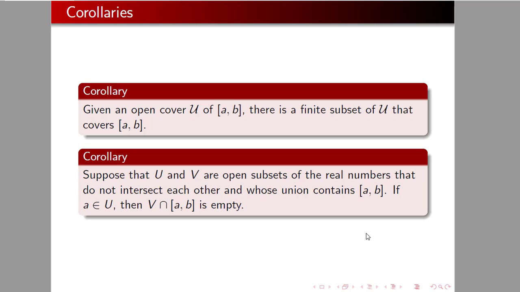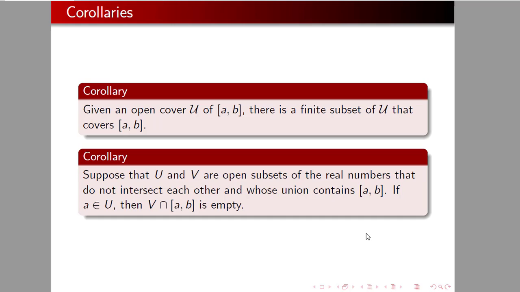We need to walk away with something. Let's take a couple of corollaries. Given an open cover U of the closed interval AB, there's a finite subset of U that covers AB, and it's not difficult to prove this from what we've just done. We simply take the elements of U that contain each of the subintervals, and we're done. They'll cover up the whole thing.